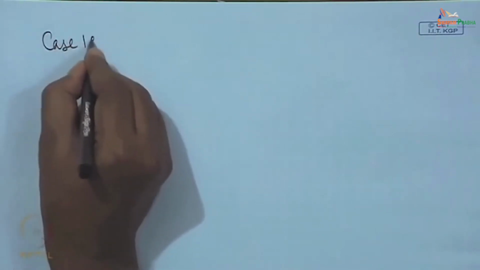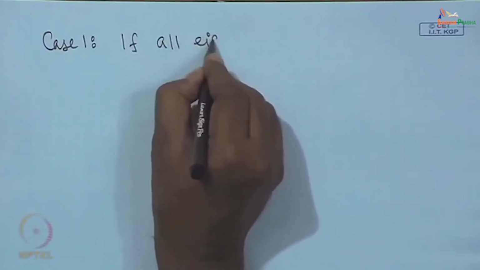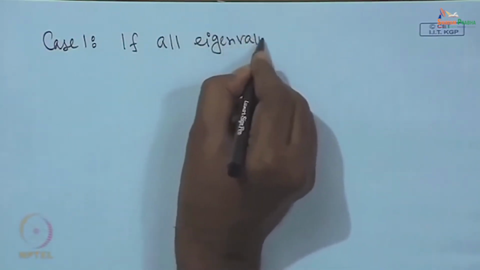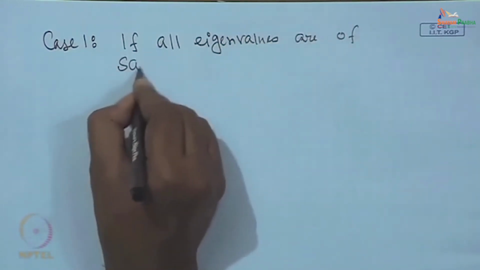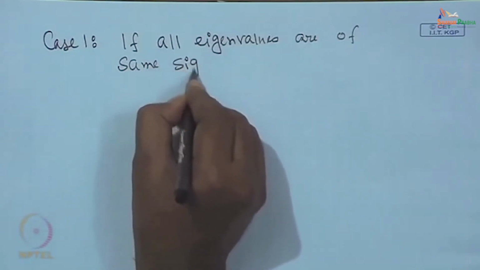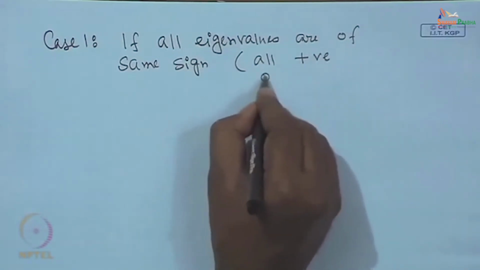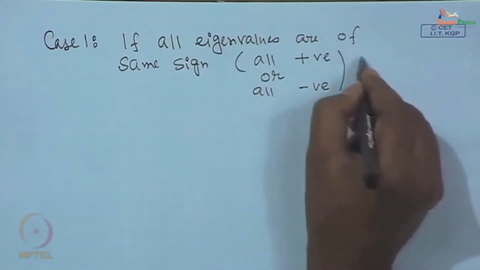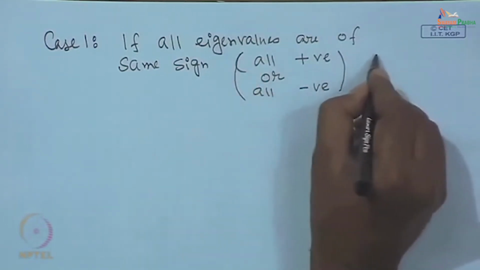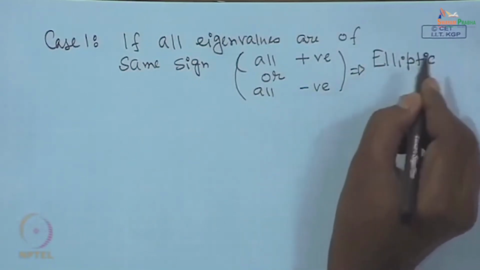For example, case 1, the first case: if all eigenvalues are of same sign, all may be positive or all may be negative, then this partial differential equation is called an elliptic PDE.